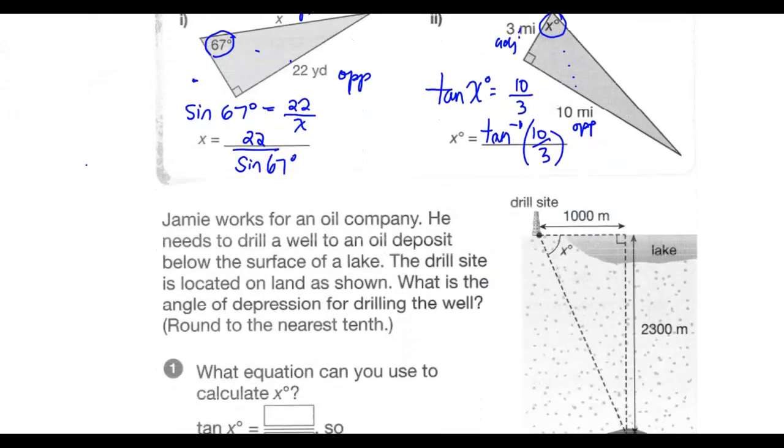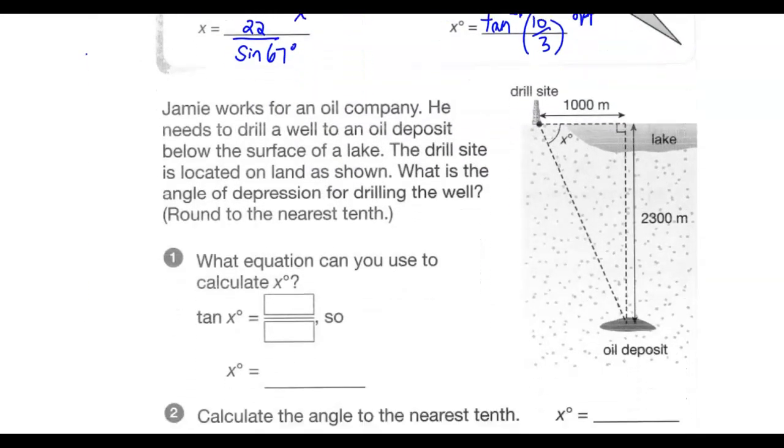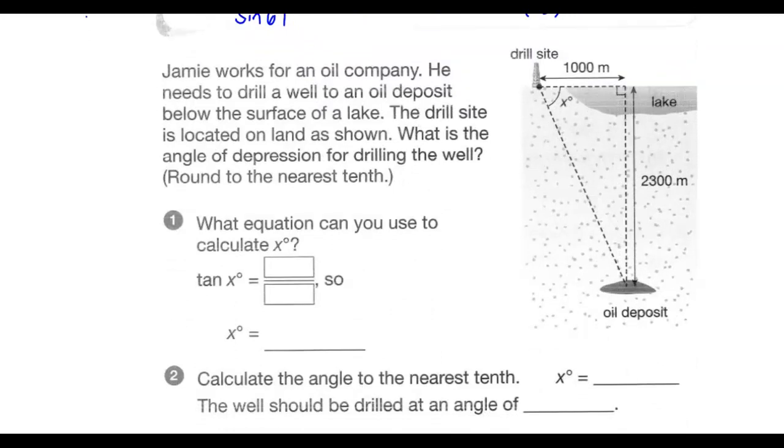Okay. So now let's actually do some calculations. It says Jamie works for an oil company. He needs to drill a well to an oil deposit below the surface of a lake. The drill site is located on land as shown. What is the angle of depression for drilling the well? So it actually shows it to you, but angle of depression, remember, is always from the horizontal downwards. So it's that angle there. And so compared to that angle, we know the opposite and we know the adjacent. We don't care about the hypotenuse in this case.